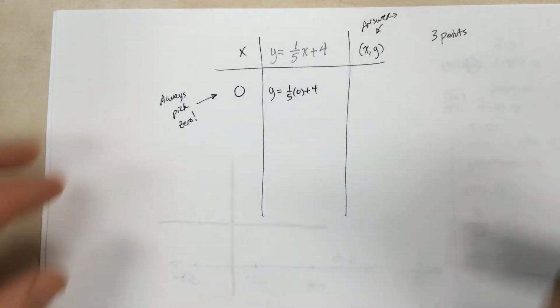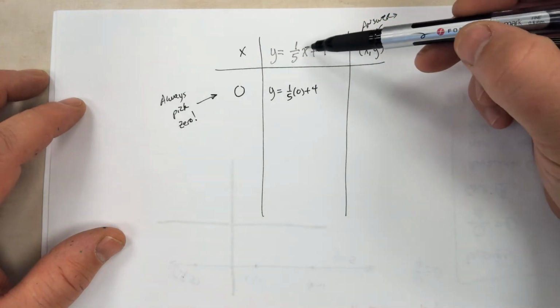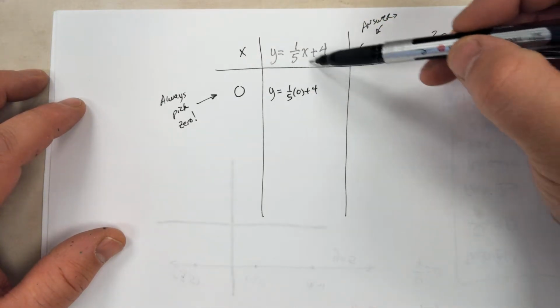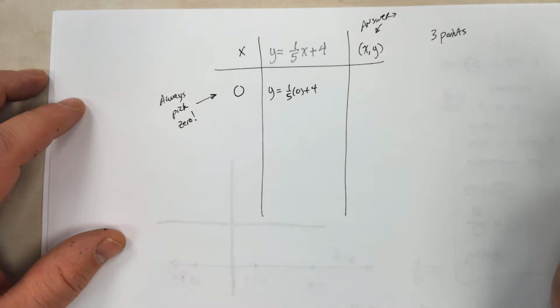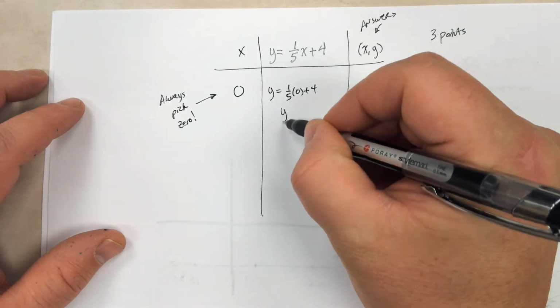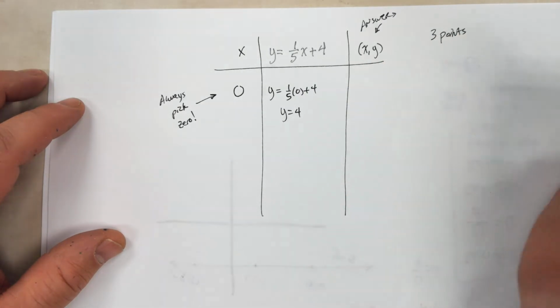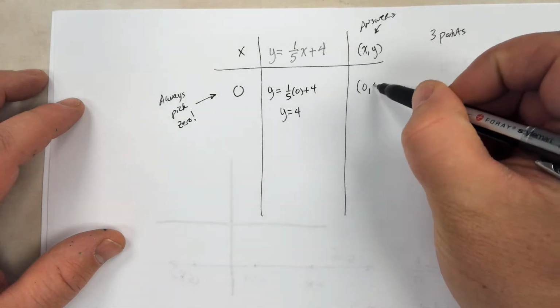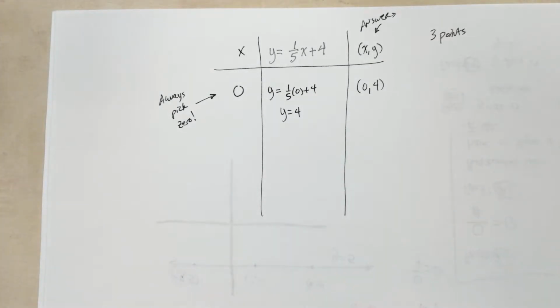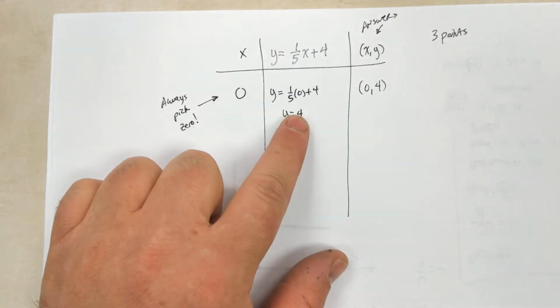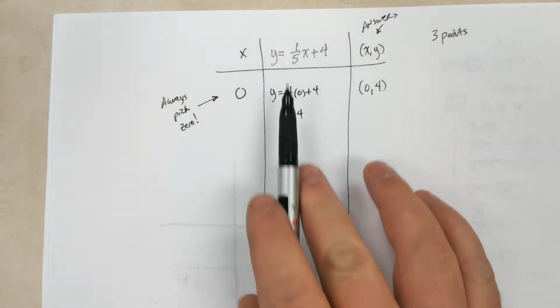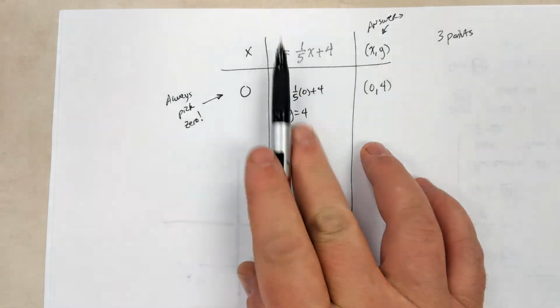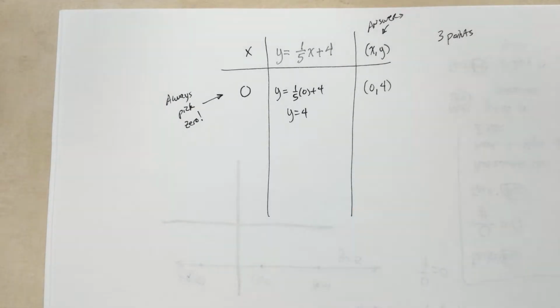You pick your number for x, replace x with the number you picked, and then do the math to figure out what y equals. So here, y equals 4, because that's 0. So our answer is 0, comma 4. When x equals 0, y has to be 4 in order for this to be true. Y is 4, x is 0. Does that make sense? Ernesto, you see where that's going?